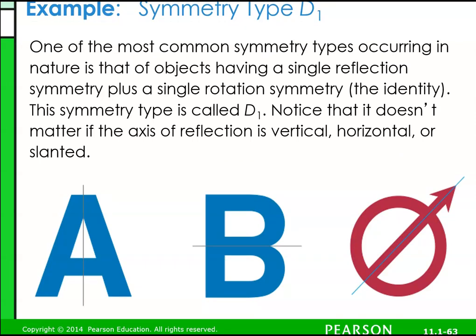One of the most common symmetry types occurring in nature is that of objects having a single reflection symmetry plus a single rotational symmetry, basically the identity. That's D sub 1. Notice it does not matter if the axis of reflection is vertical, horizontal, or slanted; in all 3 cases here it's still D sub 1. So it has 1 reflection and 1 rotation, which is the identity.